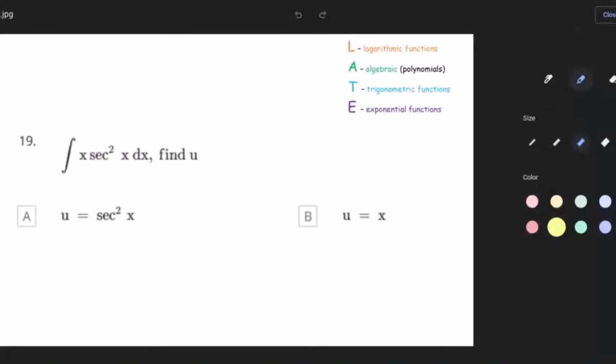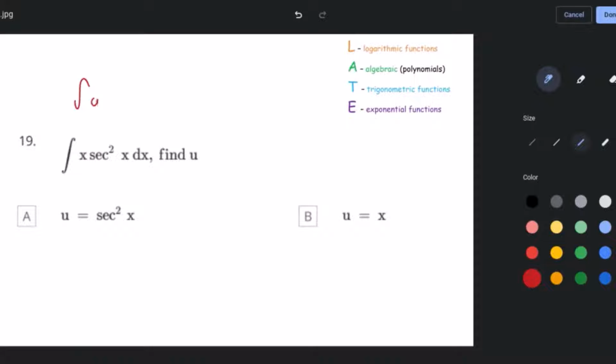The indefinite integral of x secant squared x dx. Find u. In order to find u, we need to know the integration by parts rule, which is the indefinite integral of u dv. First of all, we have to know which one comes first in this equation. We have algebraic and trigonometric functions, and algebraic comes before trigonometric functions. So the answer is B, which is u equals x, because algebraic comes before trigonometric functions.